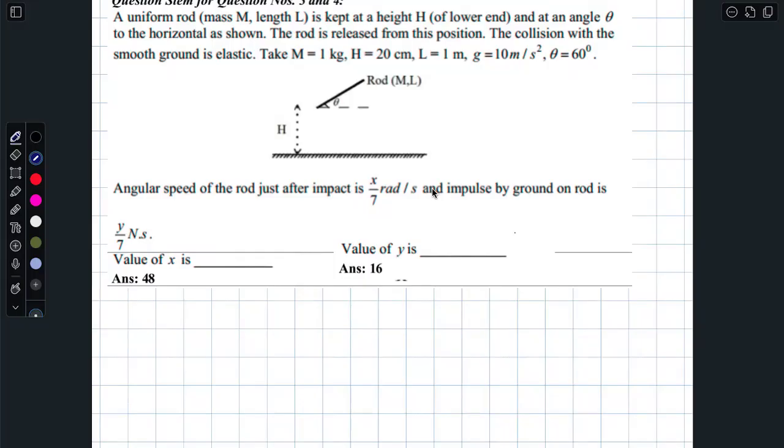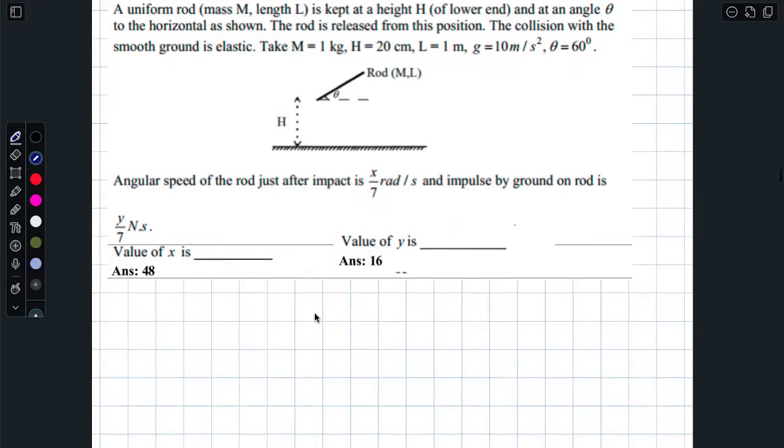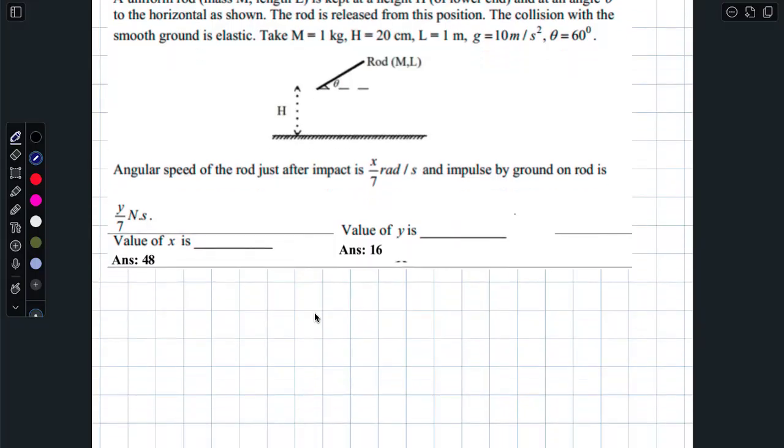A uniform rod of mass m and length L is kept at a height h above of lower end at an angle theta. The rod is released from this position. The rod will collide with the smooth ground, which is elastic. This is a very important term. Elastic. Right.